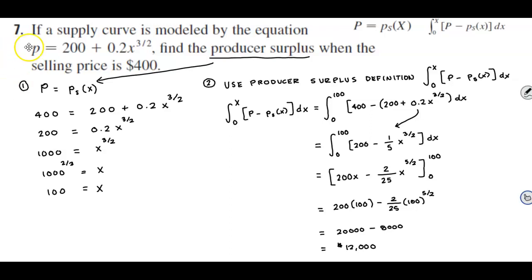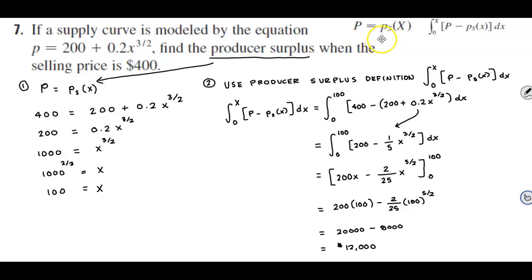In example number 7, if a supply curve is modeled by the equation P is equal to 200 plus 0.2x to the power of 3 over 2, find the producer surplus when the selling price is $400. Now we're going to use the formulas that are given in example 6 in the textbook.